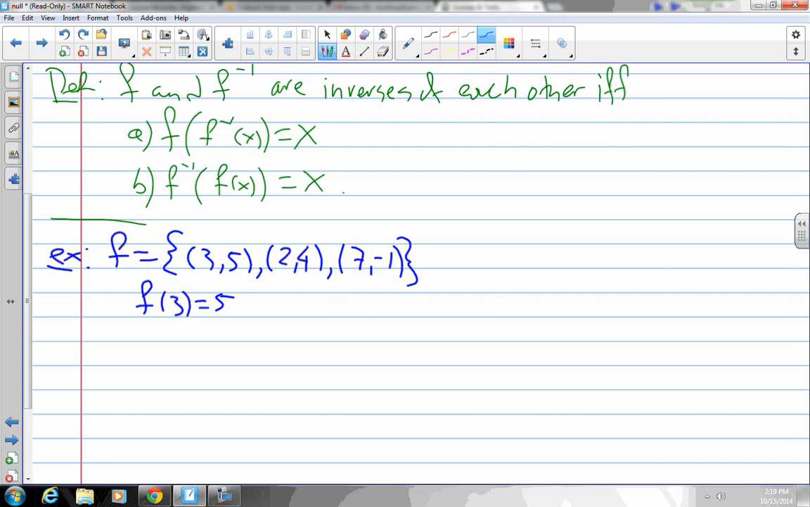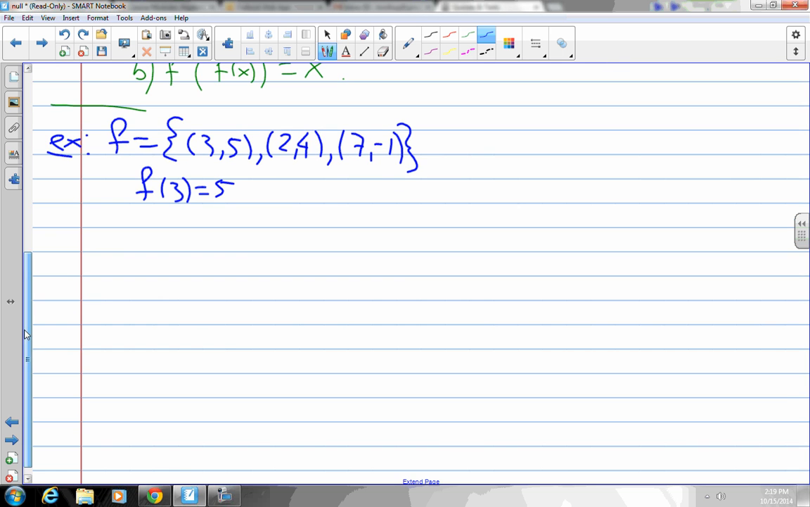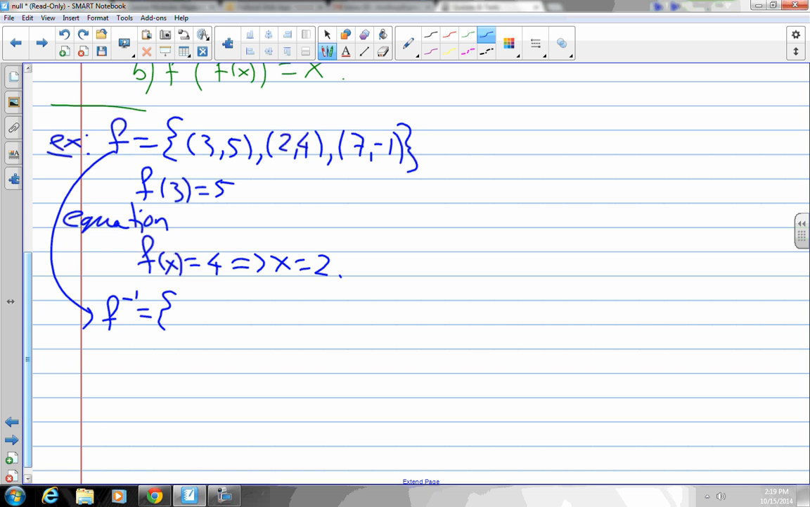I don't know, right? Here's an equation that you can solve. F of x equals 4. You have to solve for x. What do you think the x is? 2, right? Which ordered pair did that come from? So I gave you the y value, x equals 2.